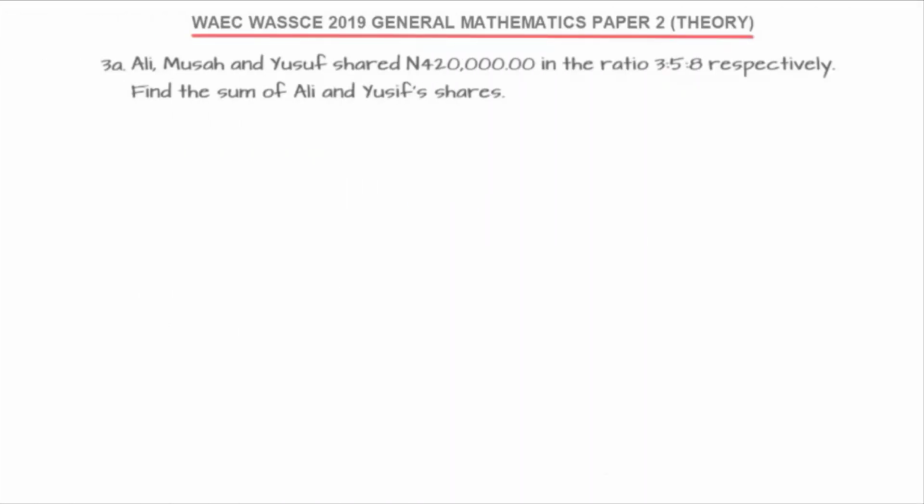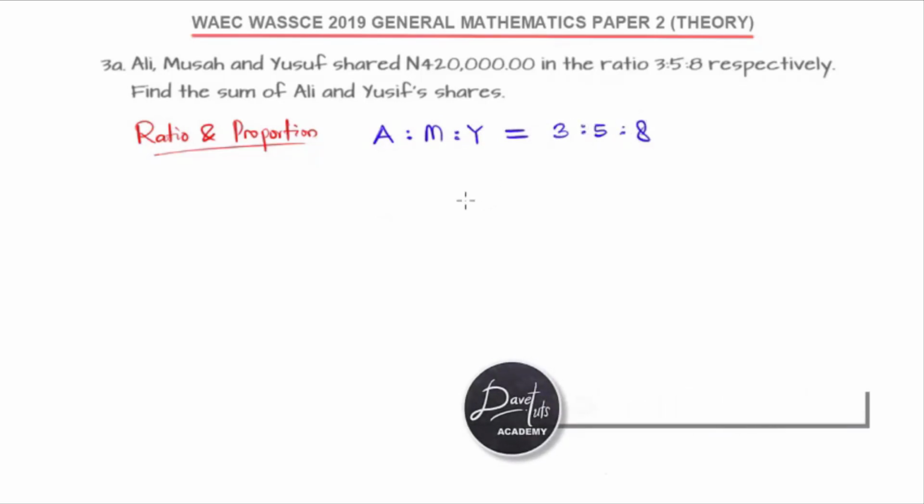In this question, we are told that Ali, Musa and Yusuf shared 420,000 naira in the ratio 3:5:8 respectively. We are to find the sum of Ali and Yusuf's shares. Now, this is a classical example of a question in ratio and proportion, and we can just note the ratio of their division to be 3:5:8, A for Ali, M for Musa, and Y for Yusuf.